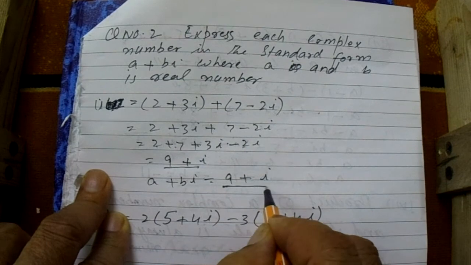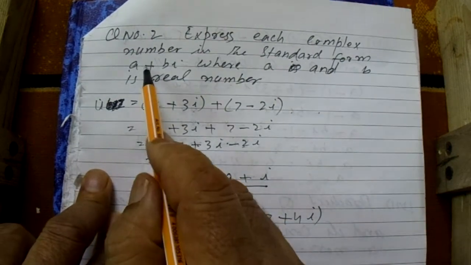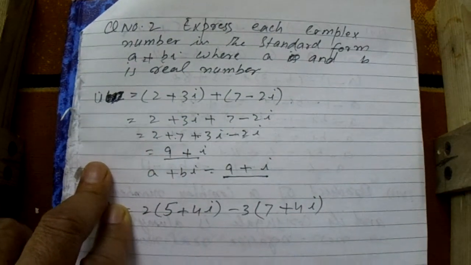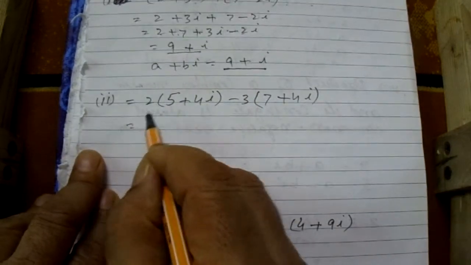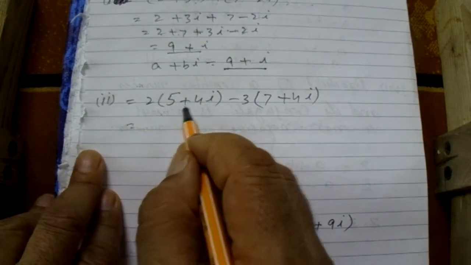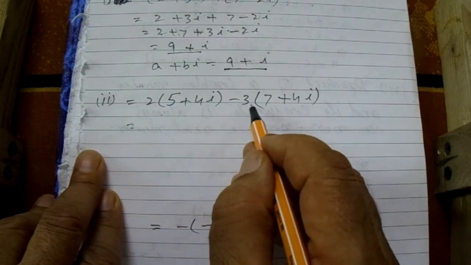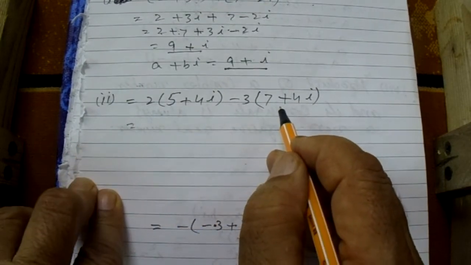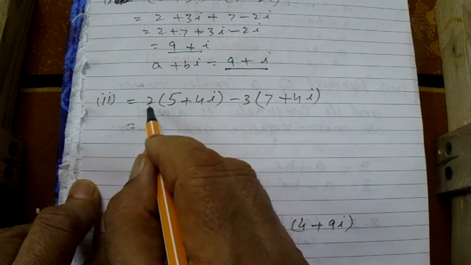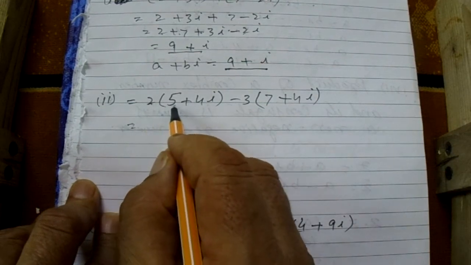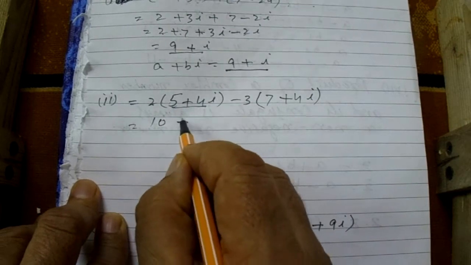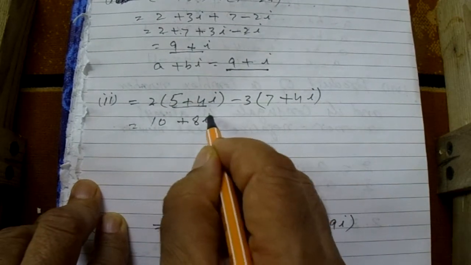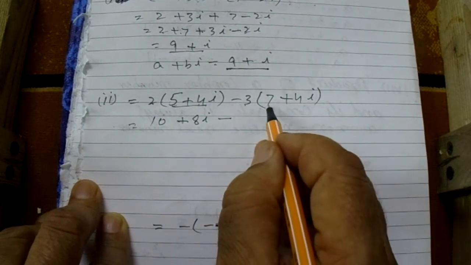Now this is written in standard form a plus b iota. Now the second part of this question is equal to 2 in brackets 5 plus 4 iota minus 3 in brackets 7 plus 4 iota. Now we will multiply 2 with this number. 2 5s are 10 and 2 4s are 8, 8 iota. Minus 3 will multiply 7.